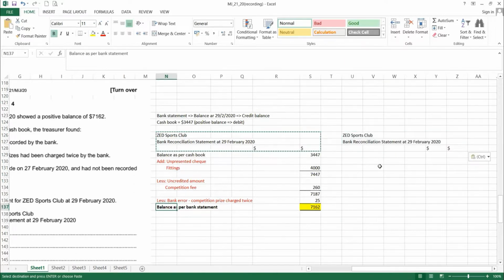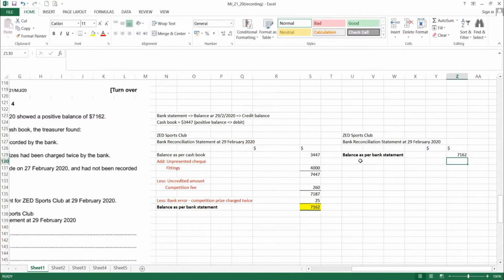If you want to start from the bank statement, okay, this amount 7,162. In this situation, you should add. It's just like using the mathematic way to do the question, uncredited amount. So this competition fee should be added, because this is sent from the cash book point of view. You do this recording.